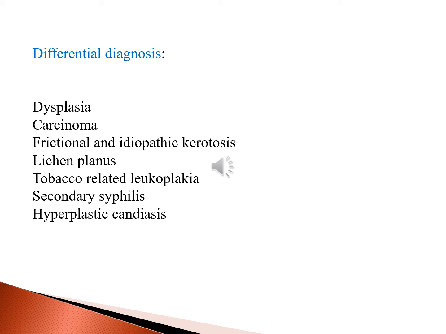So the differential diagnosis includes various types of dysplasia and carcinoma, might be squamous cell carcinoma. It can be a frictional or idiopathic keratosis. It can be lichen planus, or a tobacco-related leukoplakia, or a secondary syphilis, or a hyperplastic candidiasis.